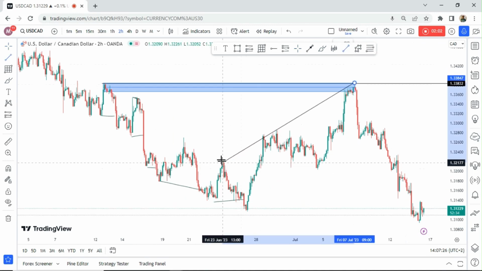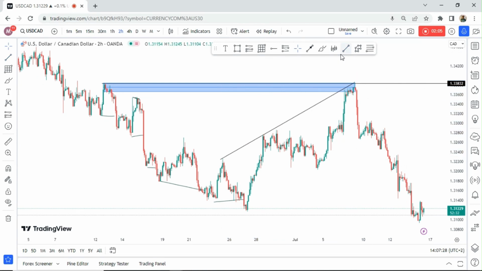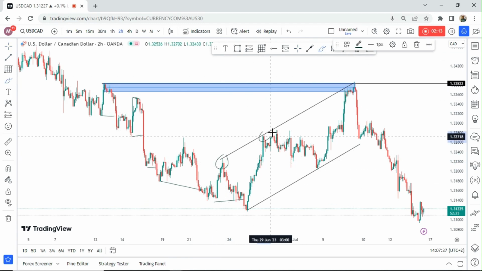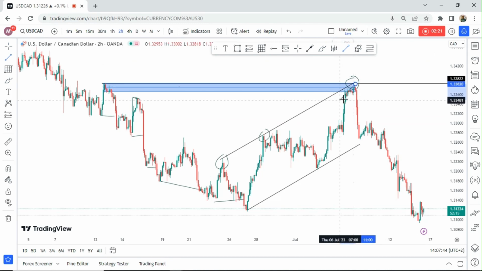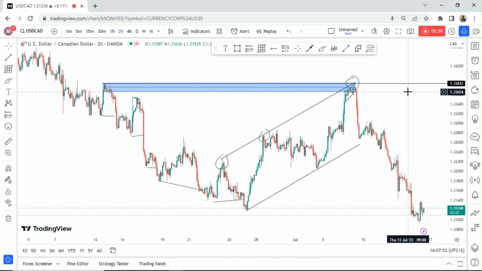If you look at this one right here, guys, we had some form of a Falcon entry, which was going to be here. We had a first touch here, a second touch, and here was our third touch. This third touch, guys, was accompanied by a nice reversal pattern there. So this entry had a lot of confluences.